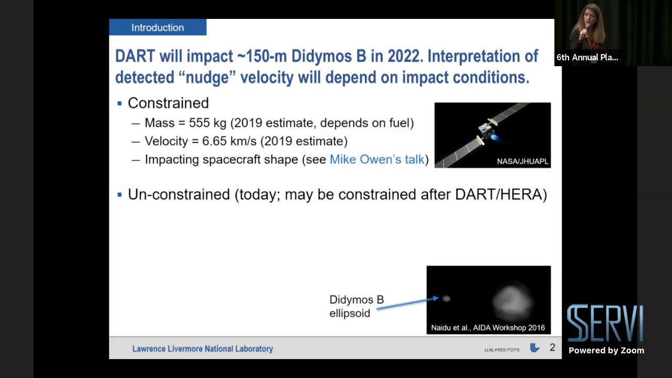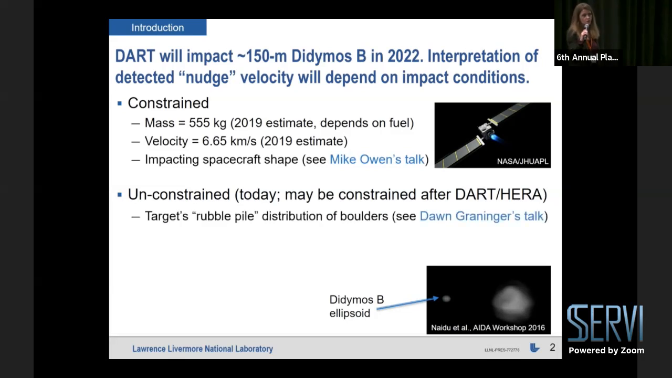In the unconstrained category, we have the target's rubble pile distribution of boulders, and that's going to be discussed in detail in Don Graninger's talk later today. We know that asteroids have rubble pile structures, and the details of where the impact occurs are going to matter probably. Whether it's near a boulder or on a boulder, it's going to change the outcome.